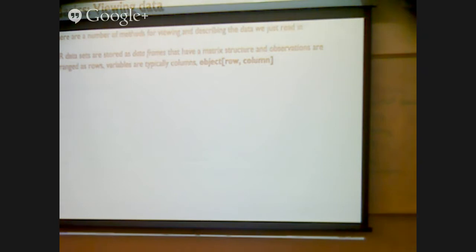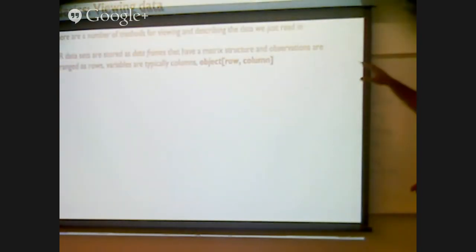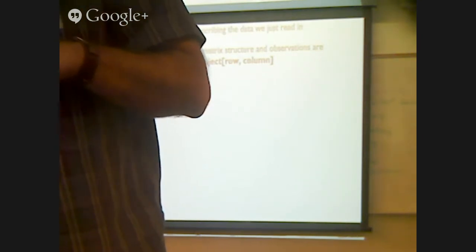So now that I've got data in, there are lots of ways for you to view it, which is something you ought to do anytime you're going to start operating on data. Our data sets are stored as data frames. All objects are data frames, and they have a matrix structure, where the observations are delineated by rows and the variables are columns. That's a basic structure, and that's what R expects. The indexing is basically object, the first rows in the first position of the matrix, and then column.